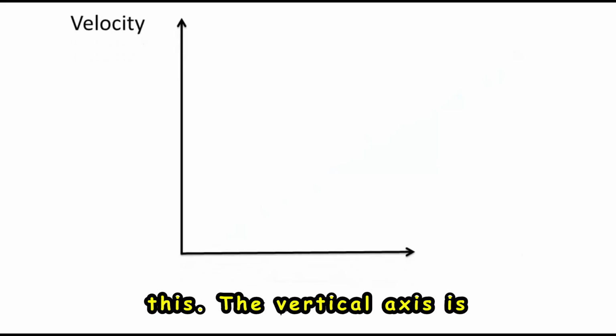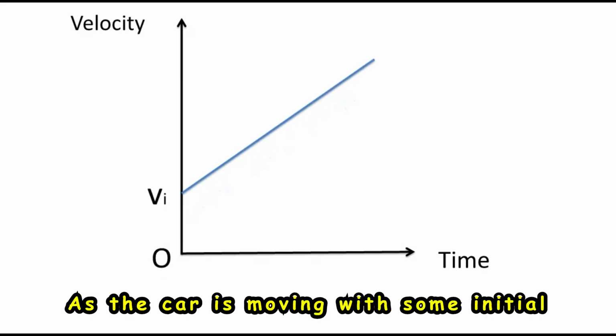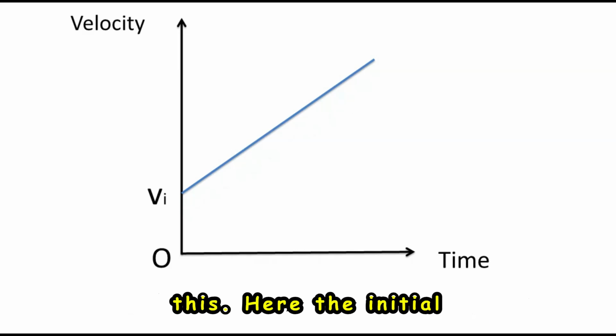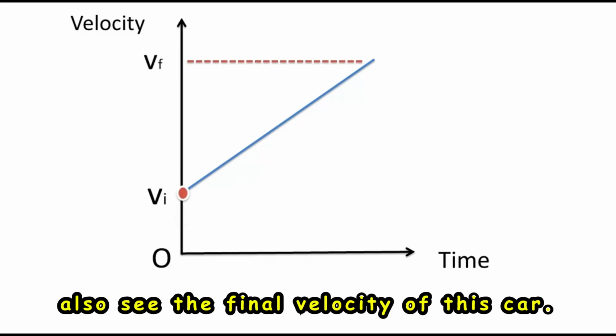The vertical axis is representing velocity, whereas the horizontal x-axis is representing time. As the car is moving with some initial velocity vi, the graph will look like this. Here the initial velocity is not 0, and we can also see the final velocity of this car.